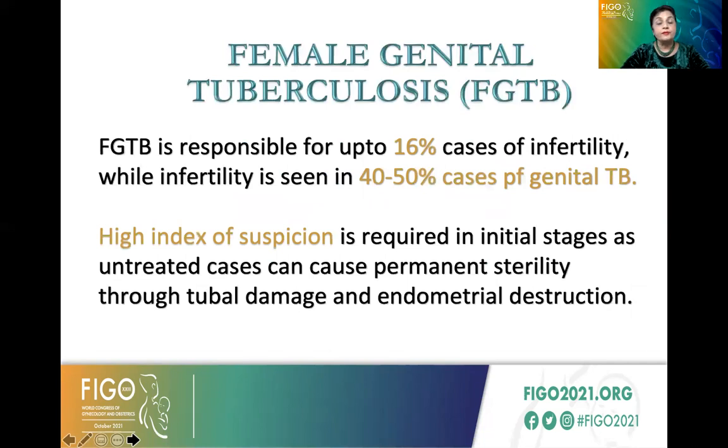Let's talk about tuberculous endometritis. Tuberculosis is responsible for 16% of cases of infertility, and infertility is seen in around 40% of these genital tuberculosis cases. That's why in Asia and India, tuberculosis is still labeled as an important factor, and the tubes and the cavity are to be evaluated in cases of infertility.